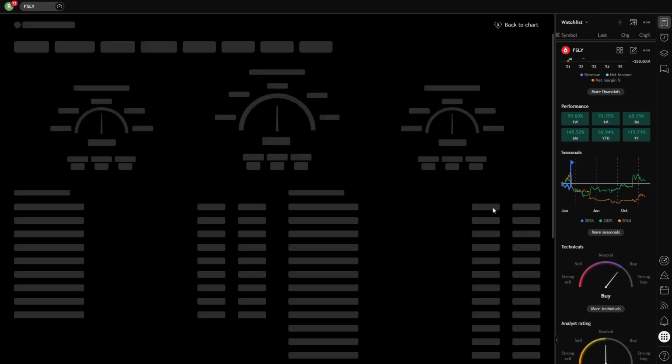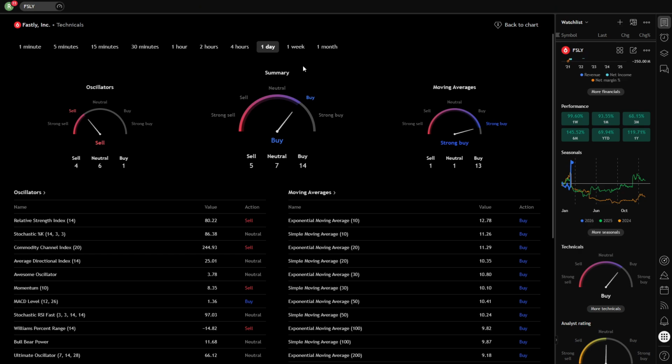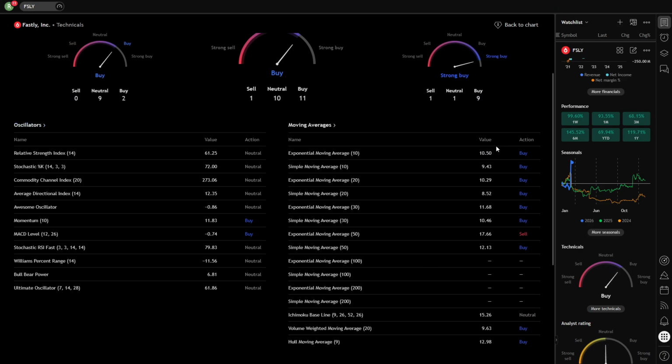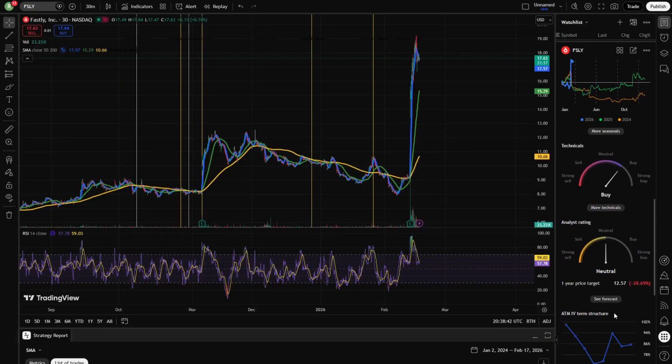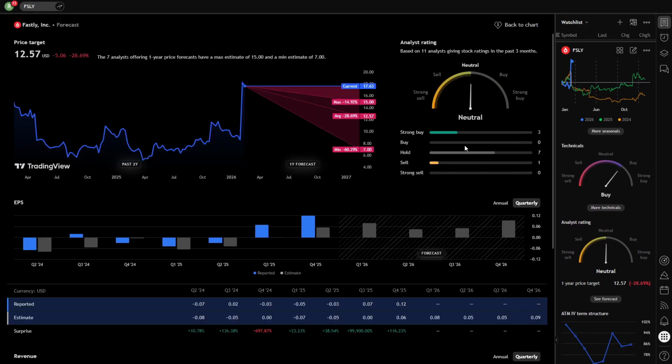Now, if you look at the technicals for this stock, on the days it is a buy, for the week it's a buy, and for the month it is still a buy. And we can actually see quite a lot over here in the moving averages are a buy. We only have one sell, which is on the exponential moving average 50. If we look at the analyst rating on this, they're quite poor at the moment, but then again, it just had this huge increase. However, we have 3 strong buy, 7 hold, and 1 sell.